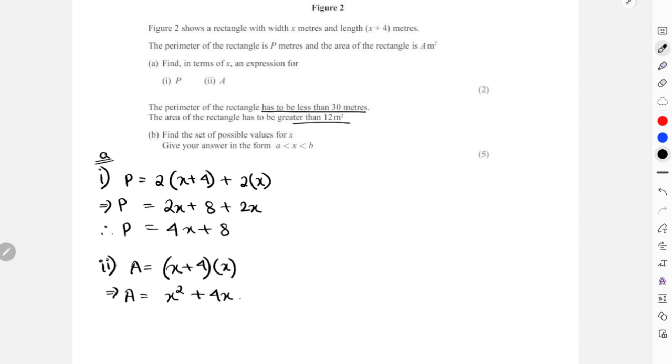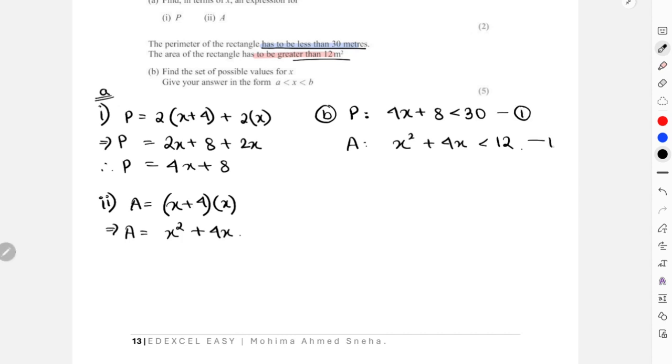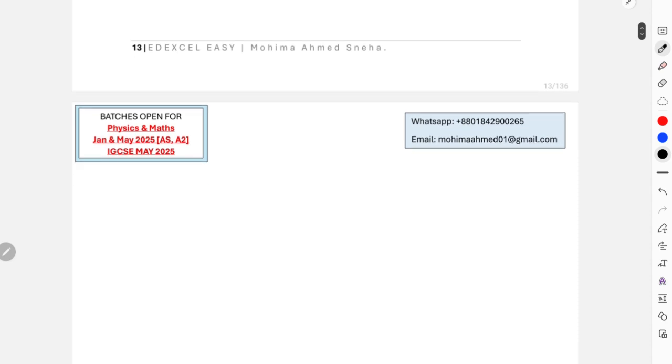Okay, they have two expressions now. Perimeter has to be less than 30 and area has to be greater than 12. So we are going to use this data and create equations. For perimeter, that is 4x plus 8, this has to be less than 30, and area, this is x square plus 4x, greater than 12. Right, so from the first equation, I can easily get the value for x, and then for the second equation. So start with the first equation.